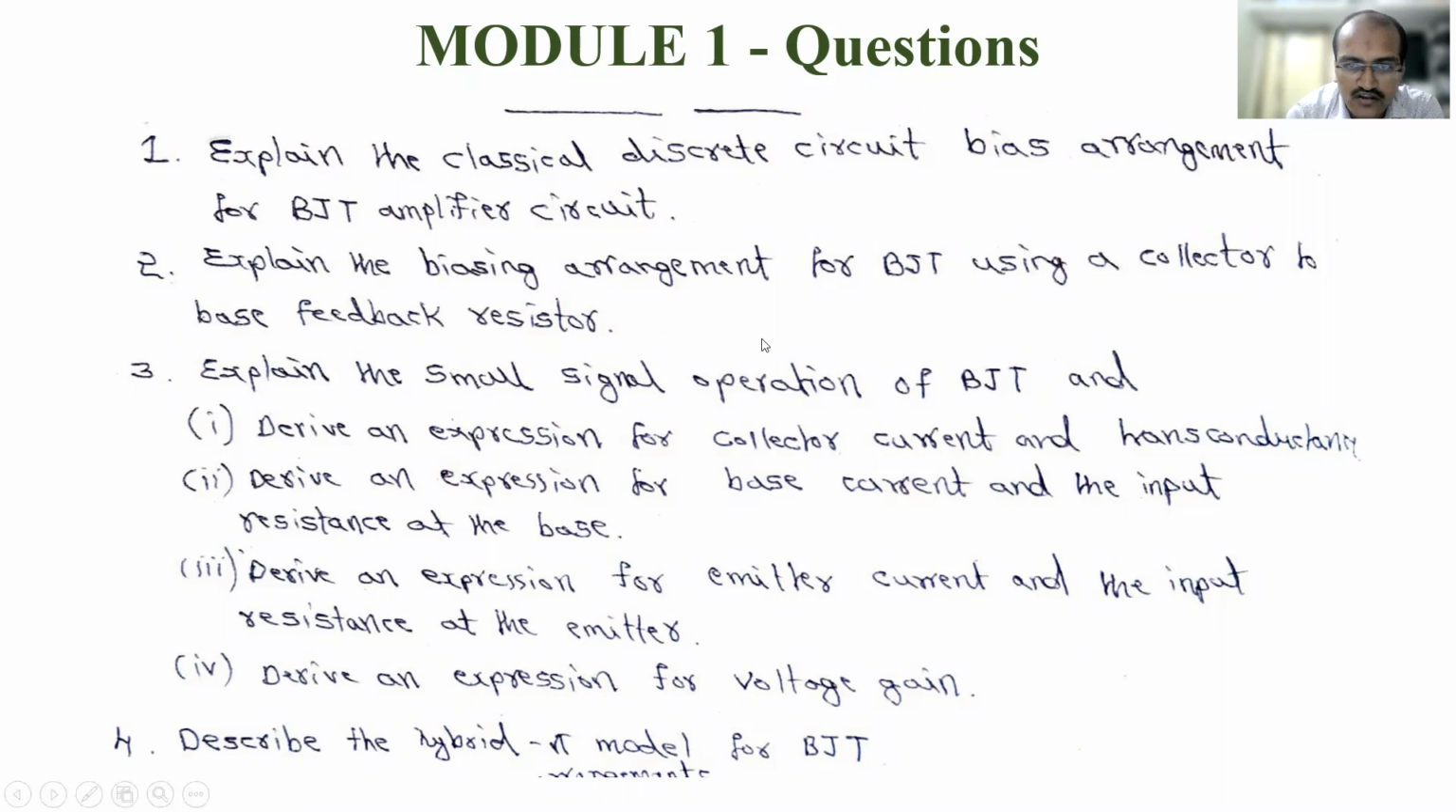Then explain the small signal operation of BJT and derive an expression for voltage gain in the BJT. So all these 4 sub questions I grouped here. So it is 1 question, and these are important derivations you have in this section. Then finally, describe the hybrid pi model for BJT. How you write the model, and how its modifications are there. All these things you have to explain, depending on the marks you have to write.